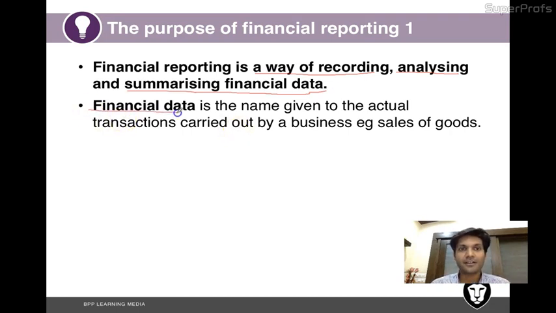So what is financial data? It is the name given to the actual transactions carried out by the business. An example is sales of goods made by the company. Another example could be purchases made by the company. Another example could be when a company raises capital from the market. All of that is known as financial data.